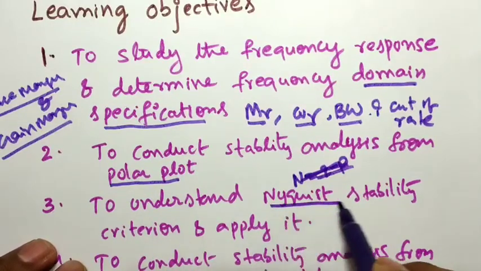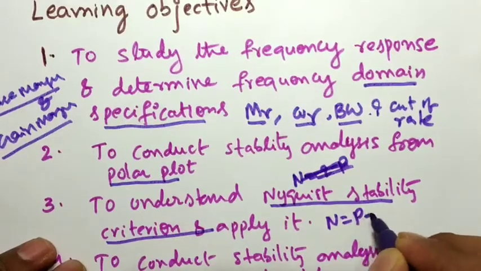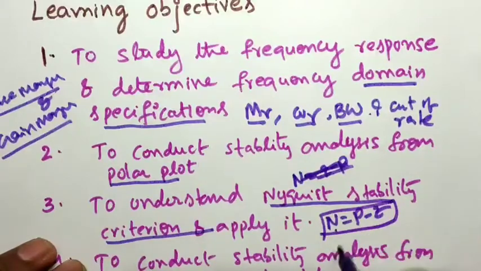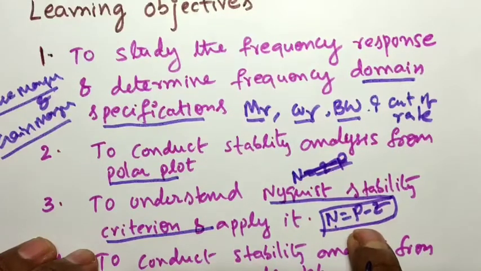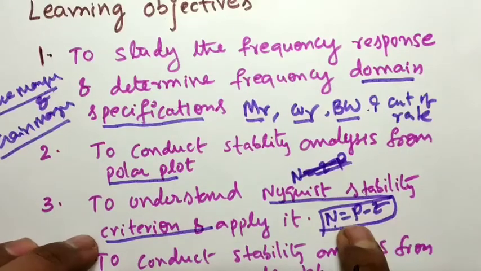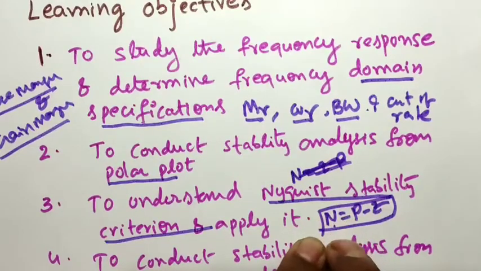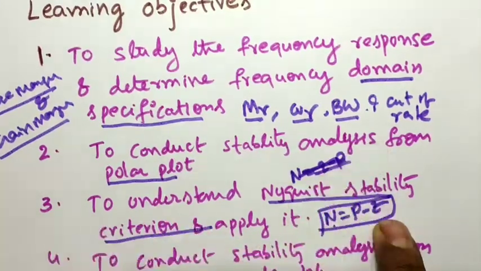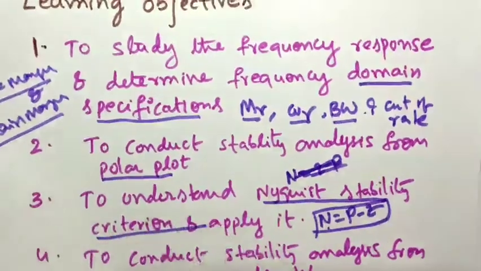What does the Nyquist stability criterion say? You just remember here: N is equal to P minus Z. N means encirclements, P means open loop poles, and Z means closed loop poles. We know the P value here, and by finding the N value, you can easily find Z. That's how we are going to find the stability of the system. The fourth one is to conduct the stability analysis using the Bode plot. So these are the learning objectives.